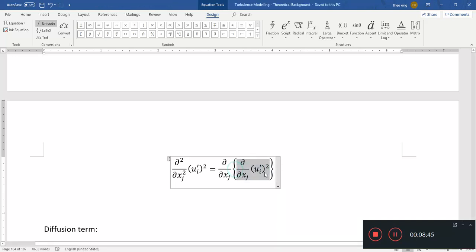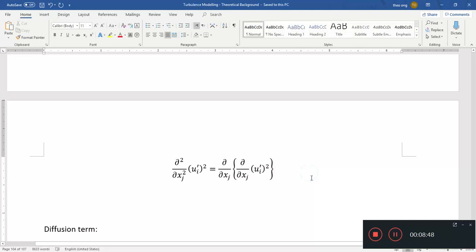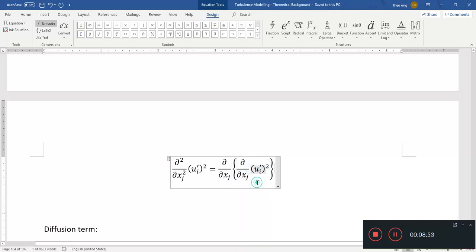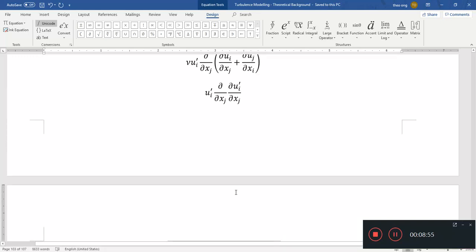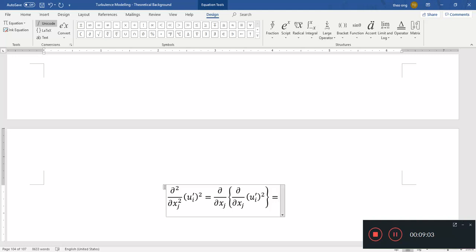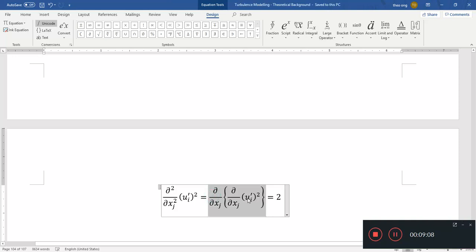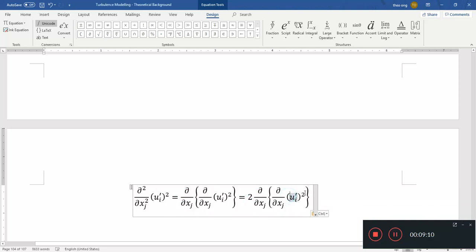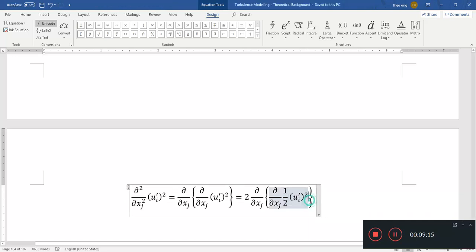Alright, what will this term become? This term actually sort of becomes your kinetic energy term, right? So it is 2 times the derivative of your kinetic energy term, half over here. So this should let you see where this kinetic energy term comes from.